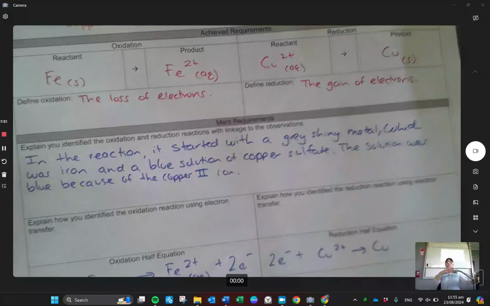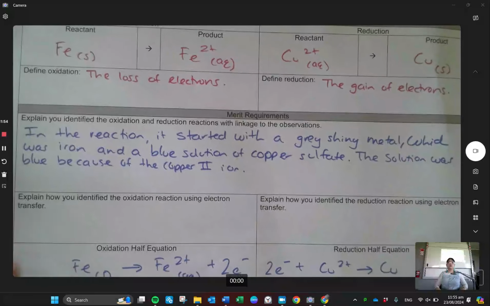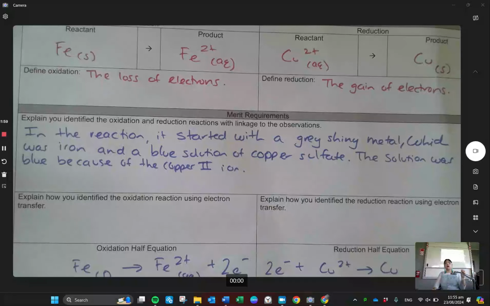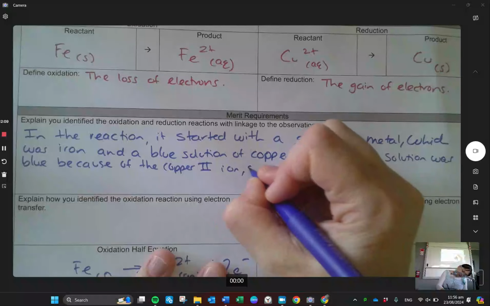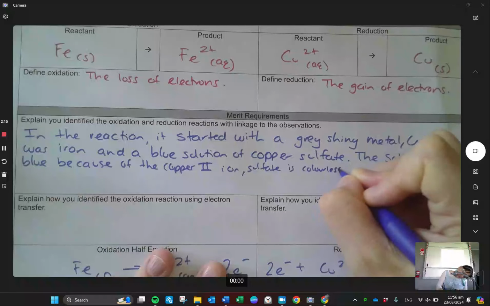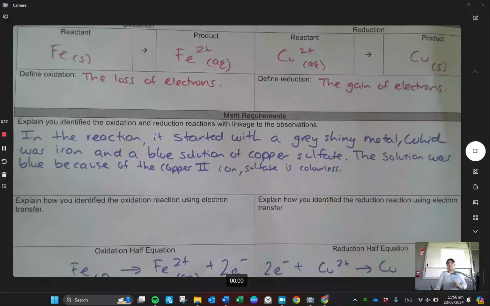Then we got to think, so in the reaction, it started with a gray shiny metal, which was the iron, and a blue solution of copper sulfate. The solution was blue because of the copper 2 ion. Sulfate is colorless, if you want to add that. After they were added together, we saw a brown pink metal form, and the solution changed to green.